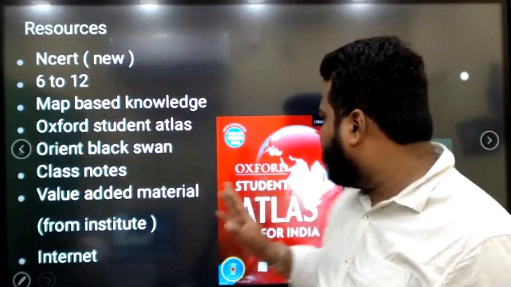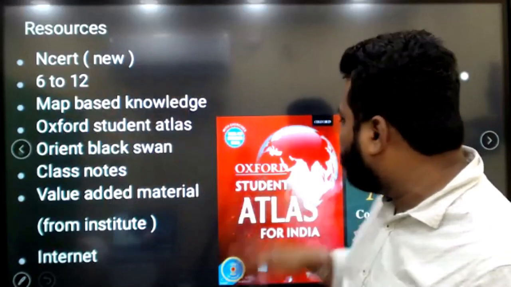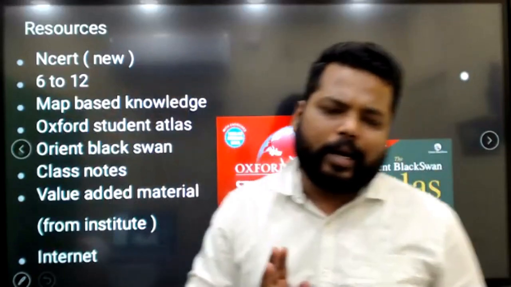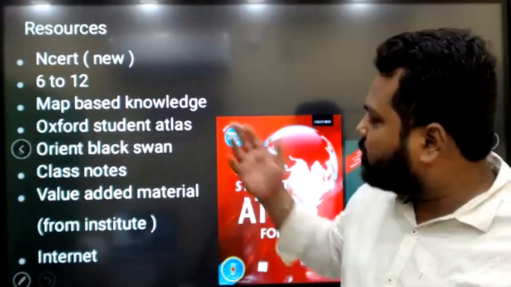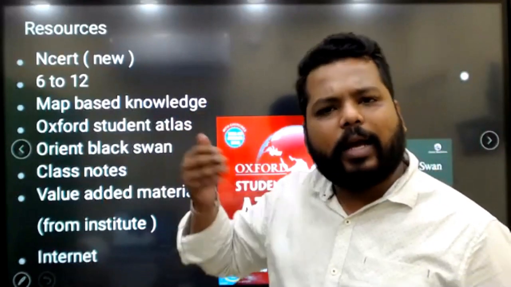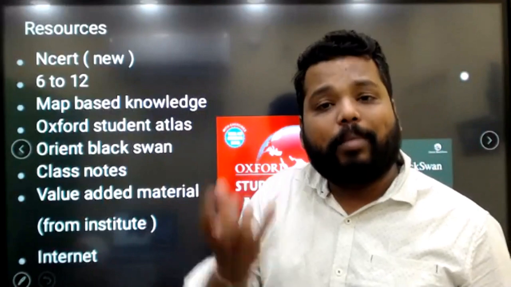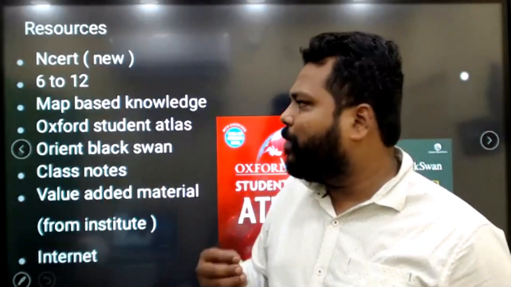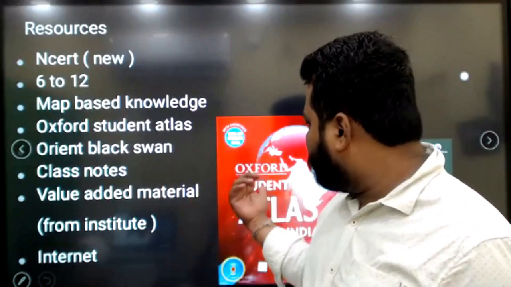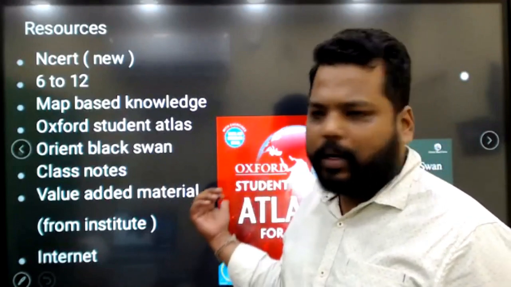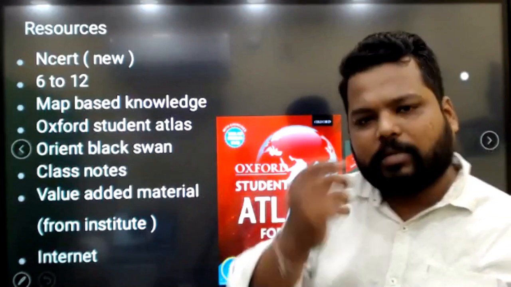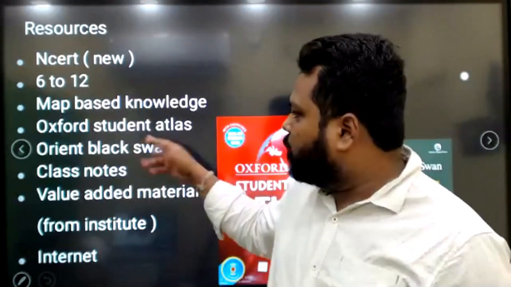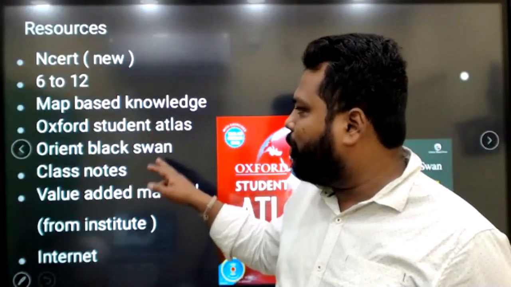Second aspect is map-based knowledge. As I have said, you can buy Orient Blackswan or Orient Student Atlas. As everyone knows, the institute is providing valuable material from its side, along with the reference book. So if the institute doesn't give this, you buy it accordingly. Clear? You may buy Oxford or Orient Blackswan, anything is fine for me. So it might be Orient Student or Orient Blackswan.